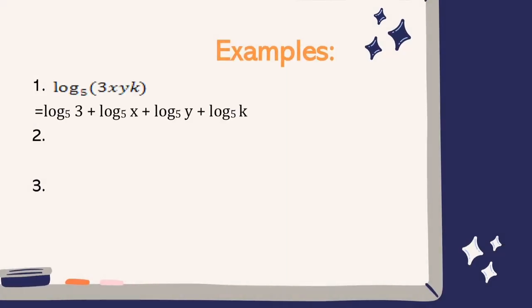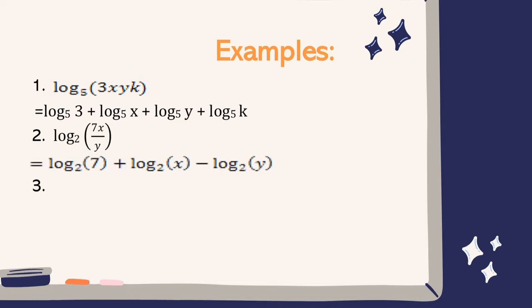First, we have logarithm of 3xyk to the base of 5. In expanded form, it becomes logarithm of 3 to the base of 5 plus logarithm of x to the base of 5 plus logarithm of y to the base of 5 plus logarithm of k to the base of 5. As I have said, the key to successfully expanding logarithms is to carefully apply the rules of logarithms. Looking inside the parentheses, we see a product of a number and variables. Thus, we follow the product rule, so we separate the main log expression into a sum of 4 logs.